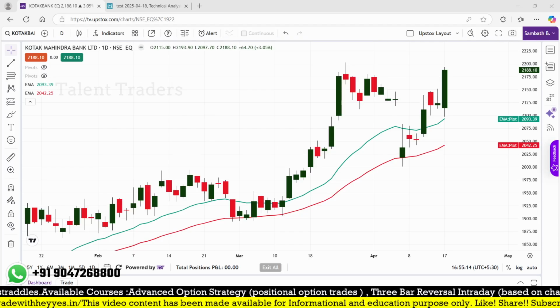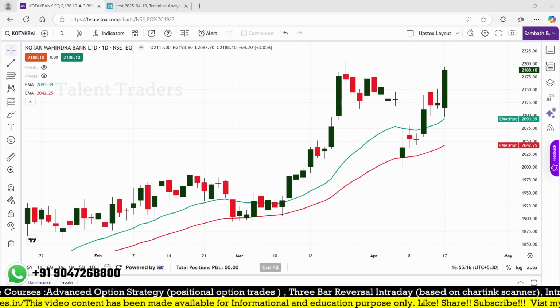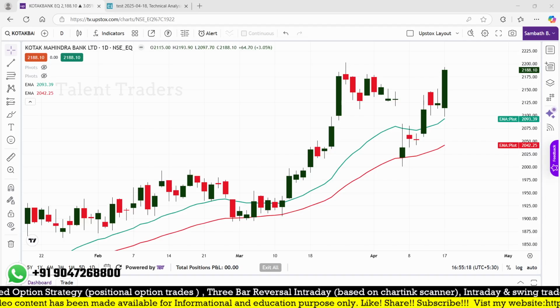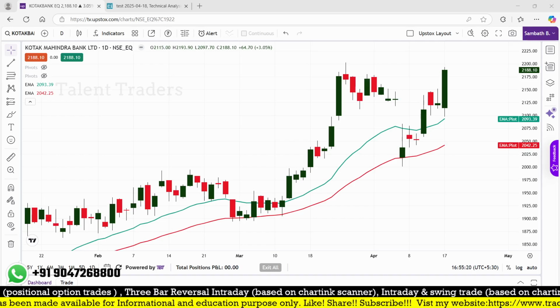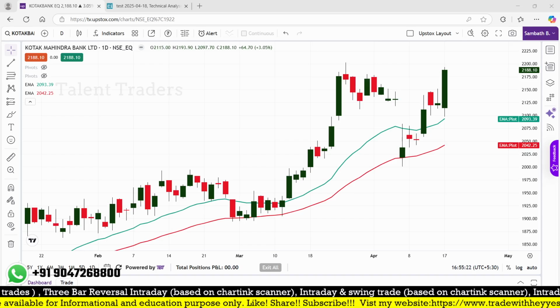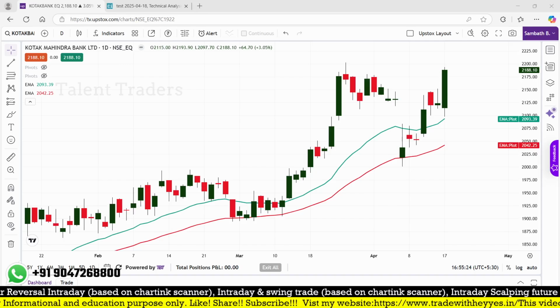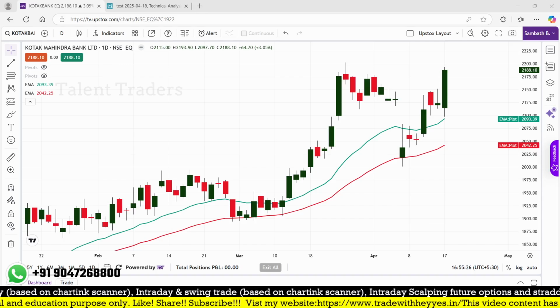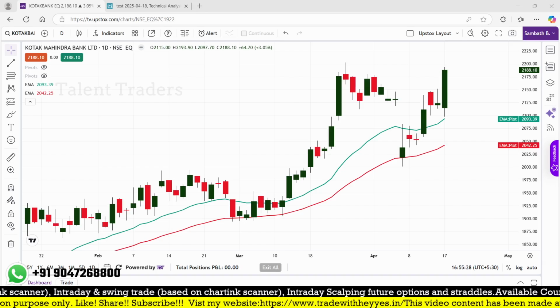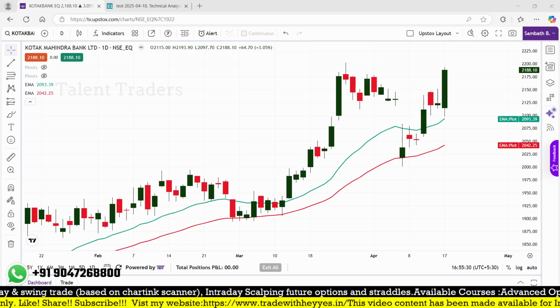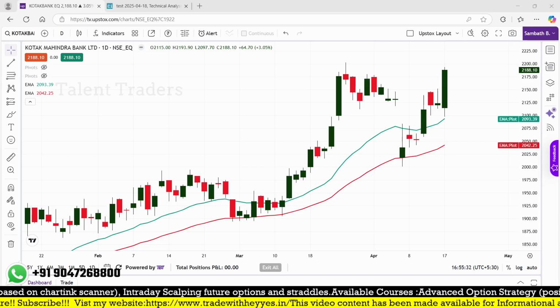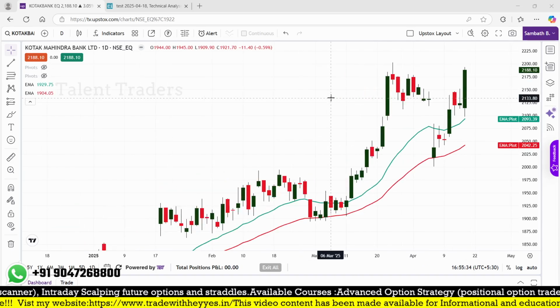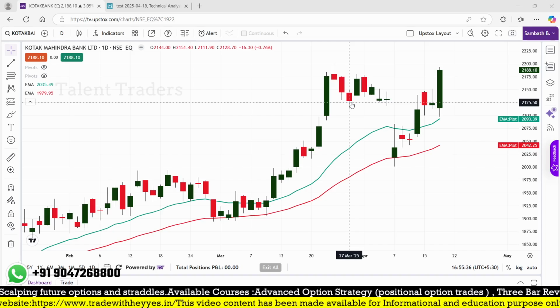In the last video, we discussed one charting scanner. There is a gap between the moving average and the candle low, which tests the lower moving average, and we are trying to find a reversal. A lot of stocks showed up with that scanner. In this video, we are going to discuss the reversal of this particular scanner.